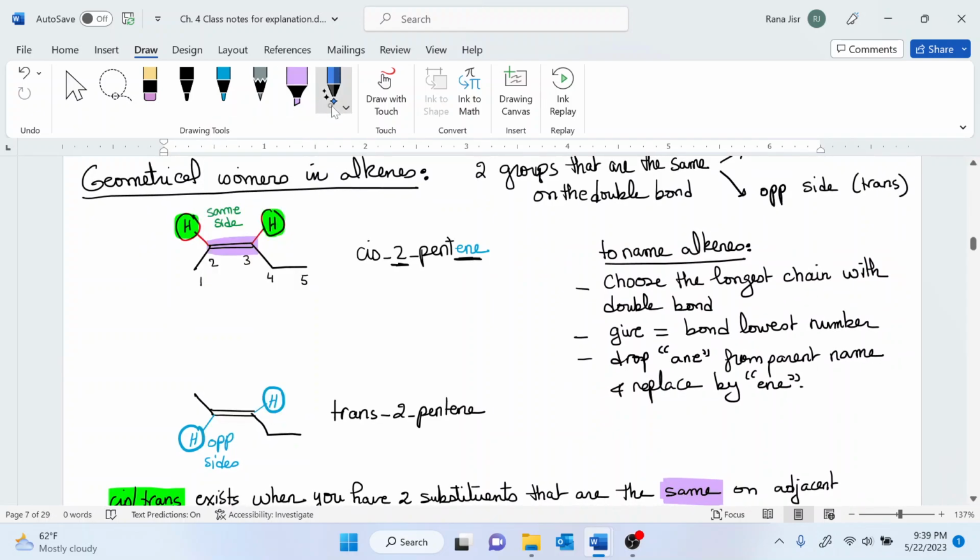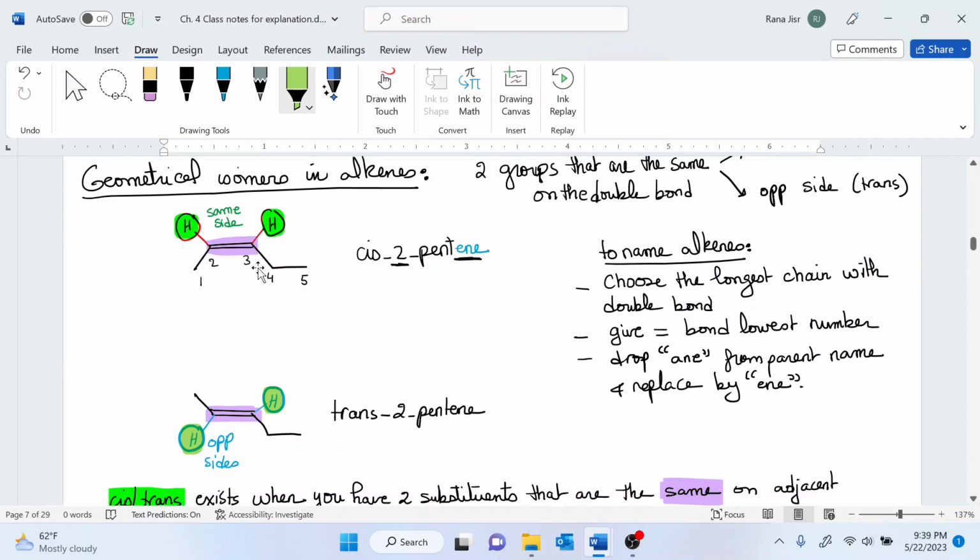Again, highlight the alkene. And then look at the substituents that are the same around the alkene. And if the substituents are on opposite sides, here the hydrogens are on opposite sides, we're going to call this trans. To name the alkene, we're going to go over naming simple alkenes now, and then once we hit the alkene chapter, we're going to explain naming in more detail. To name the alkenes, always give the double bond the lowest number. So start numbering from the end to give the double bond the lowest number.